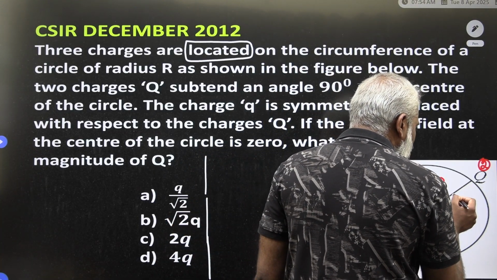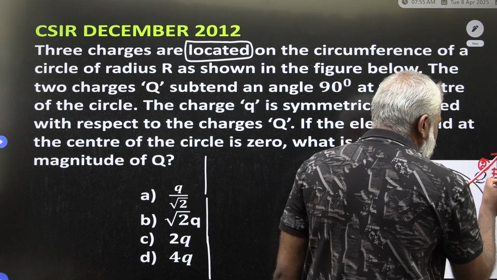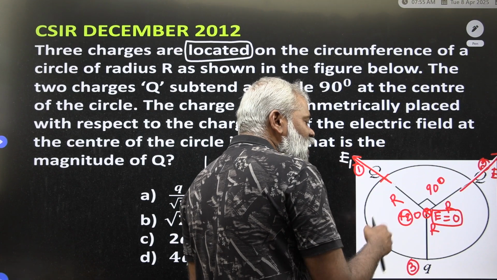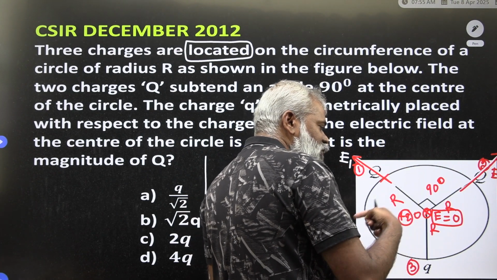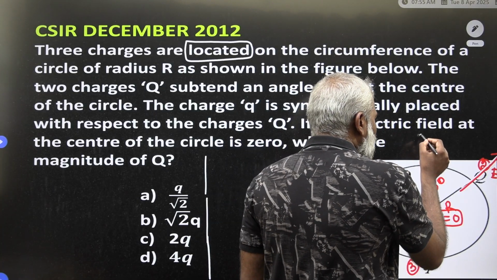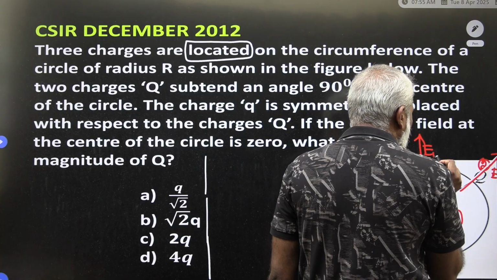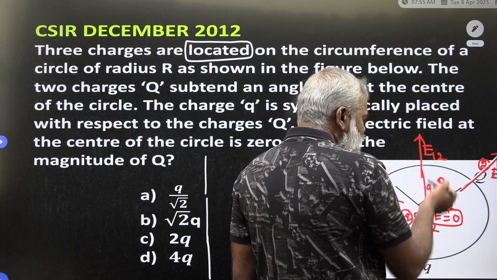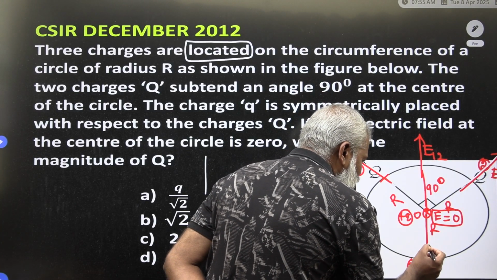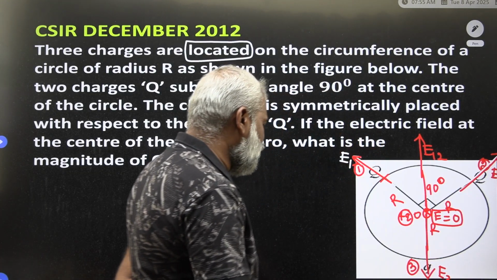Now the electric field direction E2 is going in this direction. Based on Coulomb's law, you have to take a repulsion, so the direction of the electric field is the force direction, that is away from that charge. Therefore the resultant is E12, that is the resultant of E1 and E2. Now due to the charge q, this is away from the charge, and that electric field direction is E3.